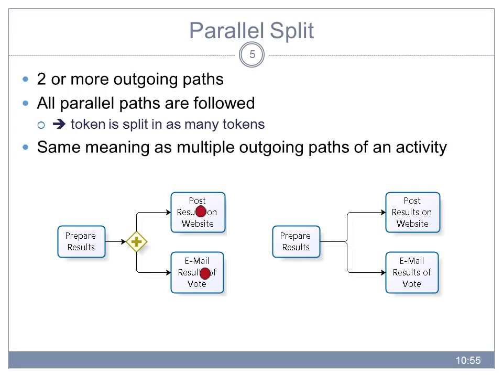So you see on the right, prepare results has two outgoing paths. So it means that when the task prepare results is finished, this one token that is in prepare results will be split into outgoing tokens, one to post results on website and the other one to email results. So not using a gateway is the same as using a split gateway, at least for outgoing paths.